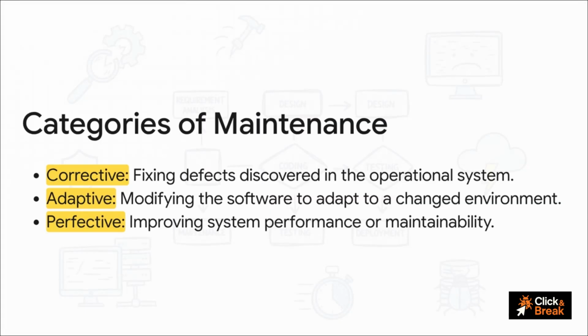Now, maintenance itself isn't just one thing. It actually breaks down into a few key categories. First, you've got corrective maintenance. That's your classic bug squashing. Then there's adaptive maintenance, which is all about making sure your app still works perfectly after, say, a huge iOS update. And finally, you have perfective maintenance. This is the proactive stuff, making the system faster, stronger, and just easier to maintain down the road.